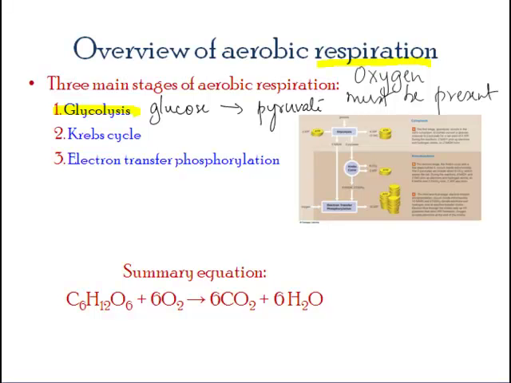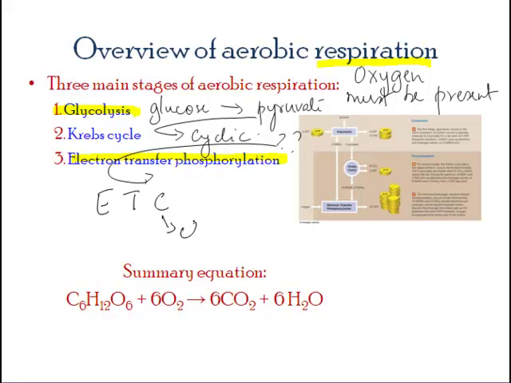The second step is when pyruvate enters a cyclic pathway. So this would be a cyclic pathway, and there are certain products that are released during this pathway, and these then enter the third pathway, which is called the electron transfer chain, or sometimes also called electron transfer phosphorylation. But if you call it ETC, where C stands for chain, this is correct.